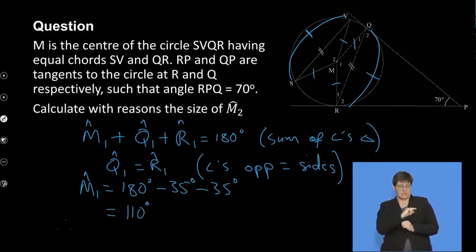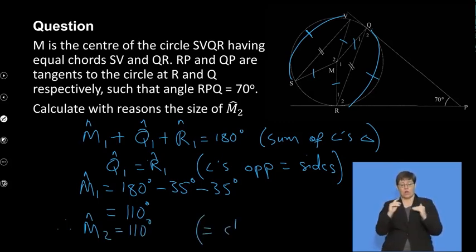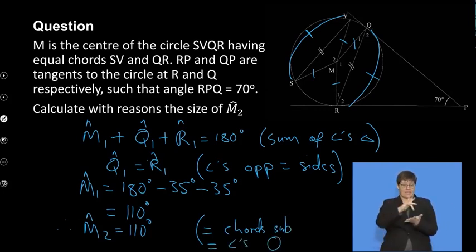So therefore, M2 will be equal to 110 degrees, and your reason will be equal chords subtend equal angles at the center. Right, so that's what we will then do. Guys, I'm just trying to shorten the reasons, but I hope you can then see them, right?